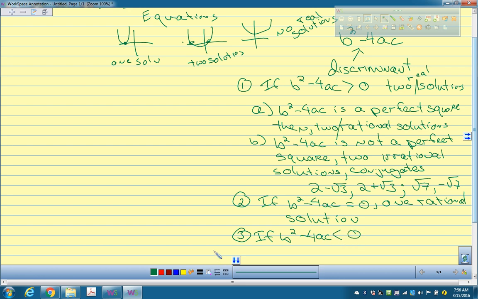And the third case is if b squared minus 4ac is less than 0. Then what kind of solutions do I have? You have two imaginary solutions, okay? And they're complex conjugates of each other.